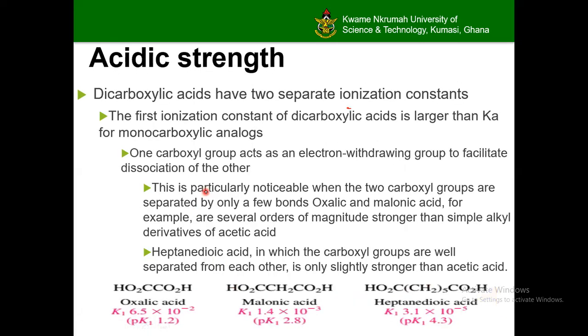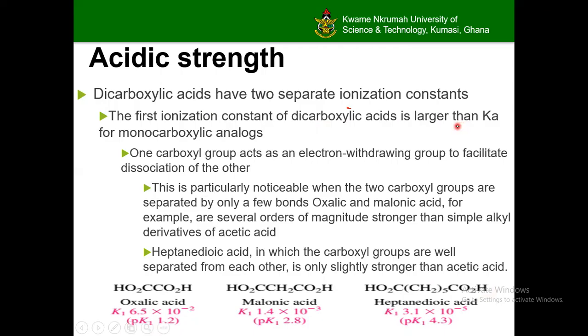Now we are seeing dicarboxylic acids have two separate ionization constants. The first ionization constant of a dicarboxylic acid is larger than the Ka for a monocarboxylic acid. So now we are comparing dicarboxylic acid to monocarboxylic acid. The pKa1 for a dicarboxylic acid will be smaller, right? But the Ka will be larger. Now, in this case, they are talking about the Ka. So they are saying it's larger than the Ka for a monocarboxylic acid.